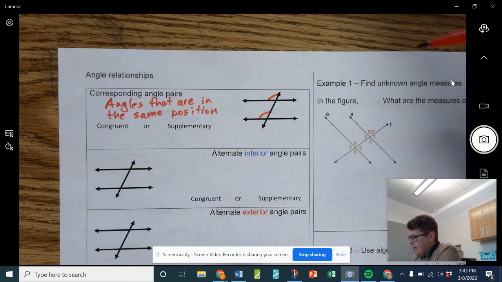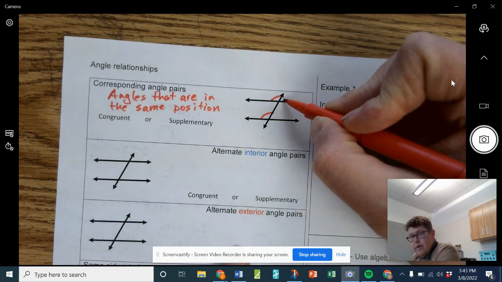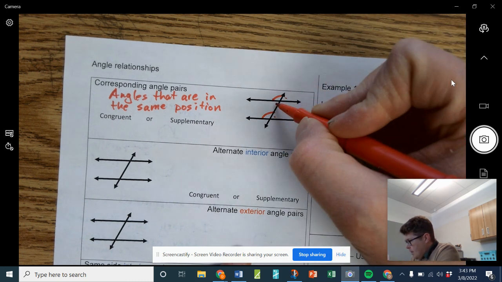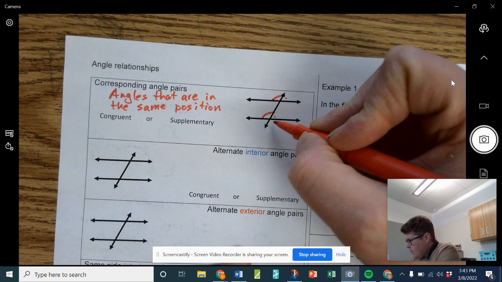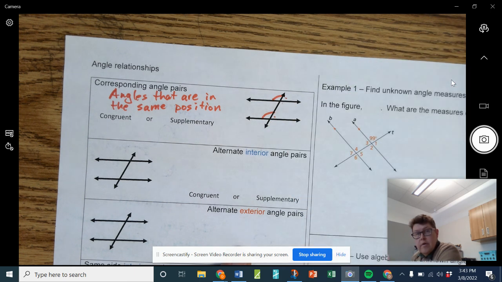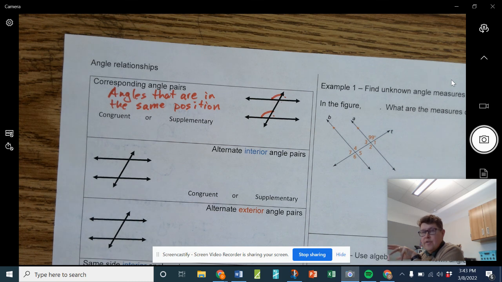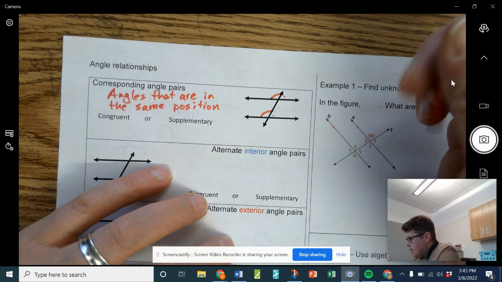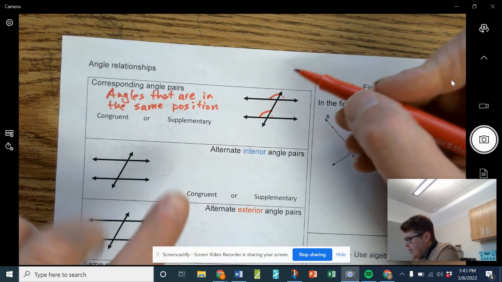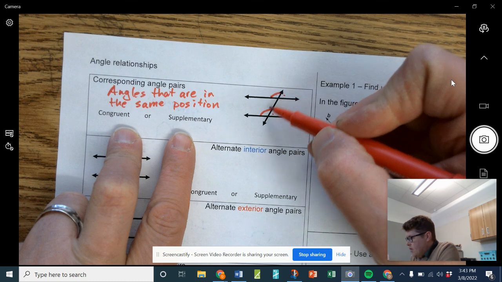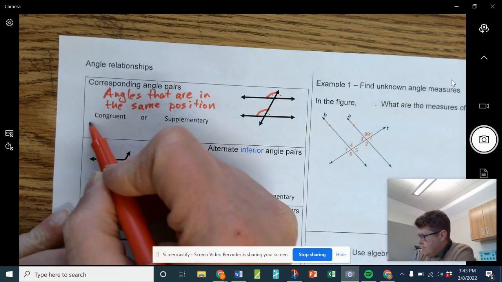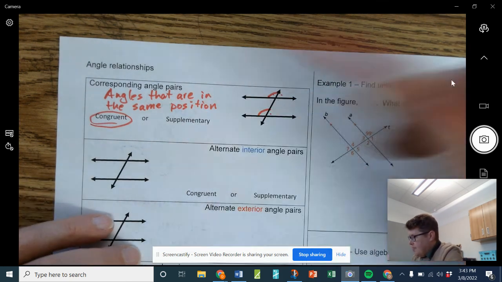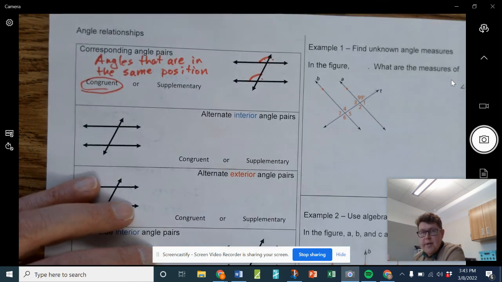Other corresponding angle pairs would be here and here, right? Those two, here and here, and then here and here, right? So there are 4 different ones in here that we can do, okay? And are they congruent or supplementary? Well, they look the same to me, so they are congruent, okay? So corresponding angle pairs are always congruent, okay?